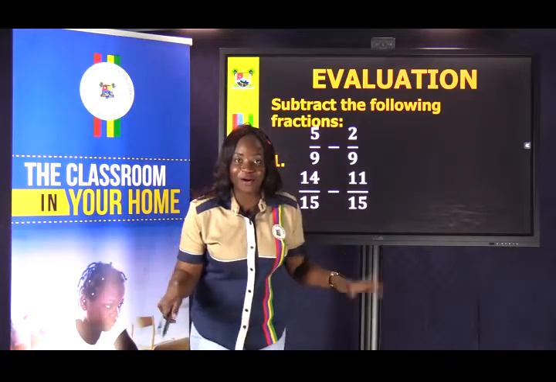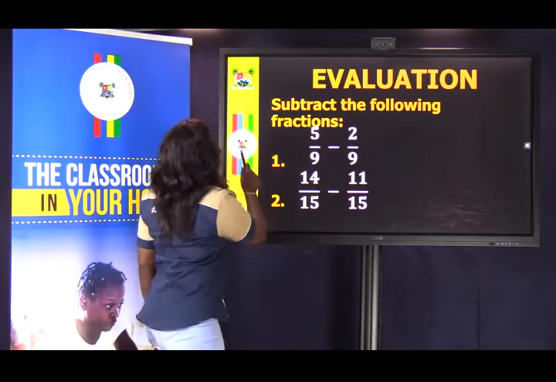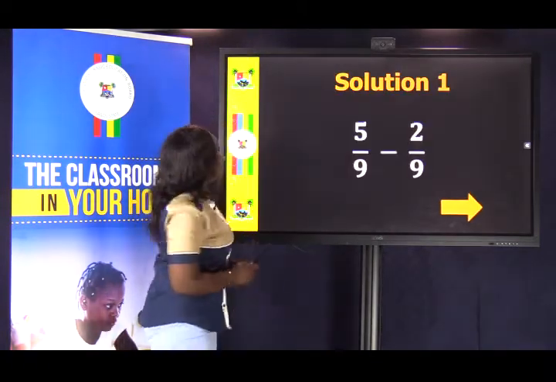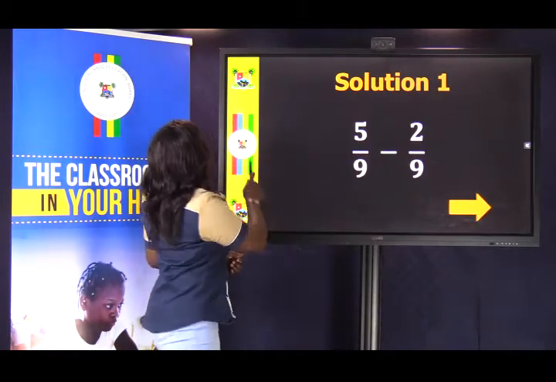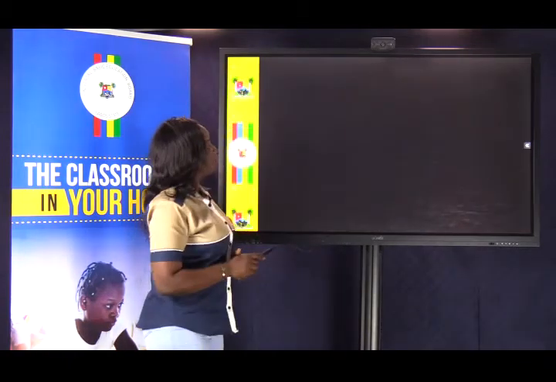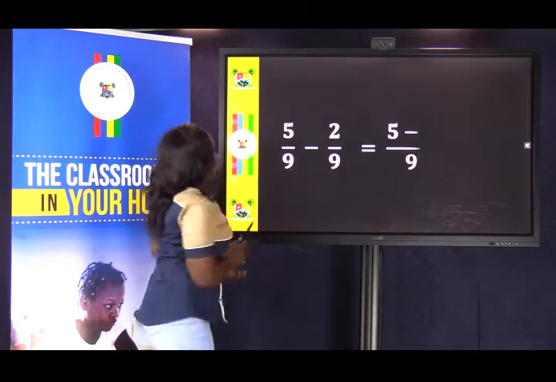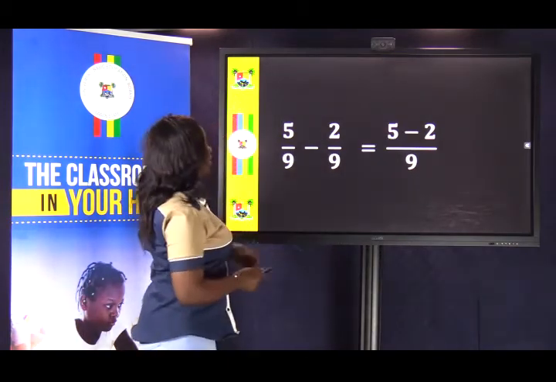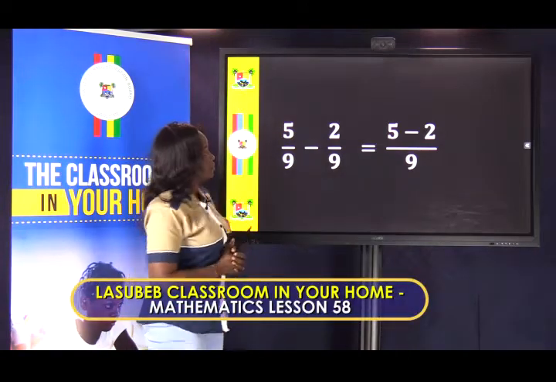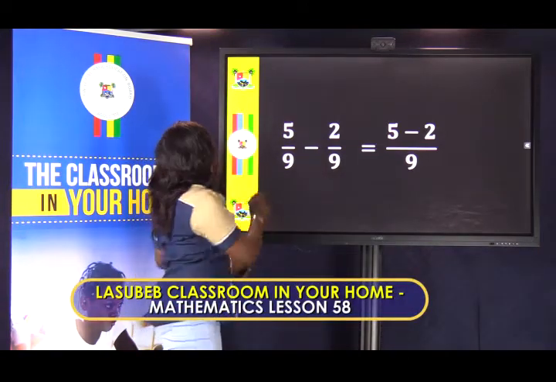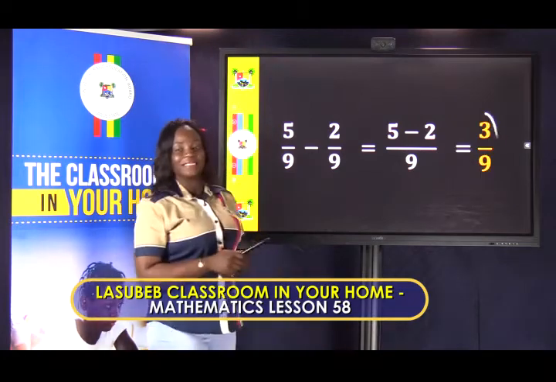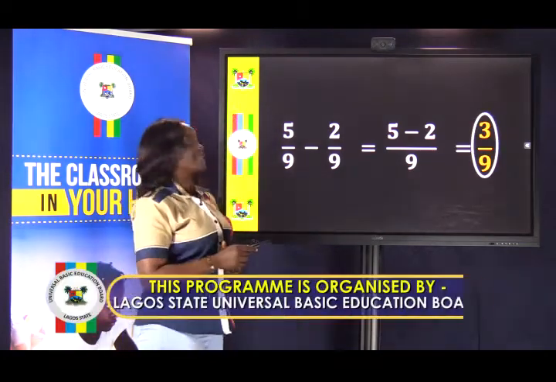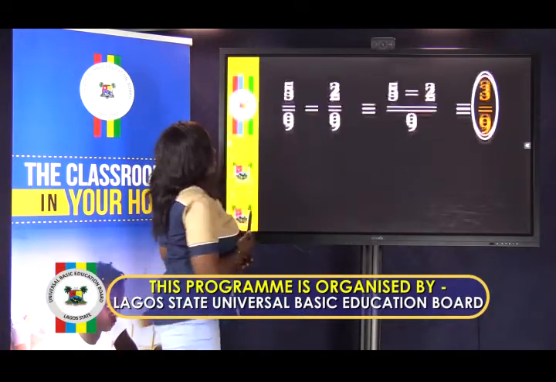Okay, time's up. Let's see our correction. 5 over 9 minus 2 over 9. What do you do? You draw your dividing line. You pick one of the common denominators, then you subtract your numerators. 5 take away 2. We have 3 over 9. Did you get that sum correctly? Give yourself a tick. Good job, you.